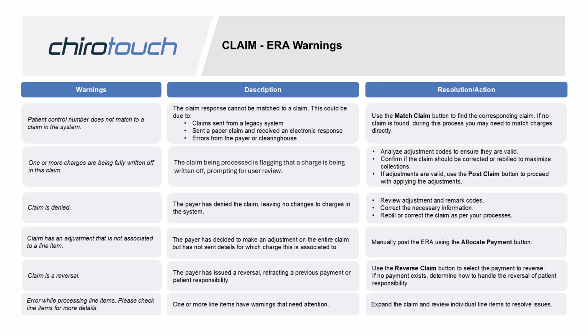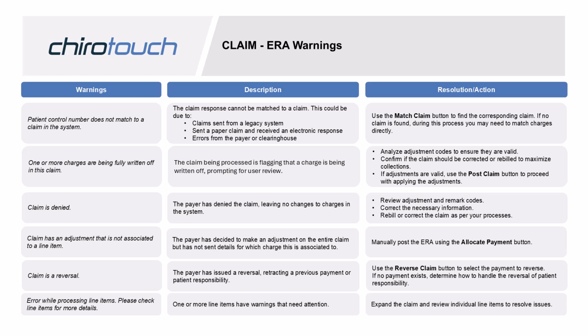I'm going to jump into the next slide. We have a lot of information here regarding our claim ERA warnings, and I'm going to touch on a few of these to help explain how to navigate them and what actions we recommend. Kind of similar to the question that Isabel just asked, the patient control number does not match to a claim in the system. What does this mean? The claim response can't be matched to a claim.